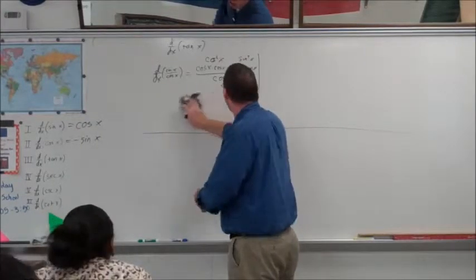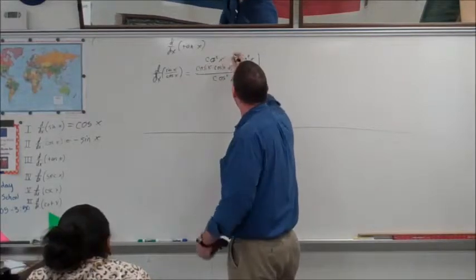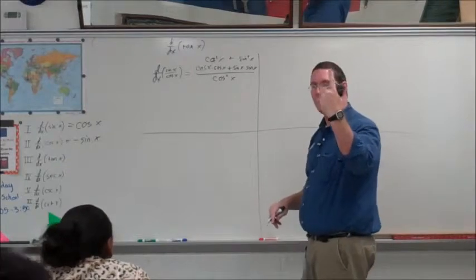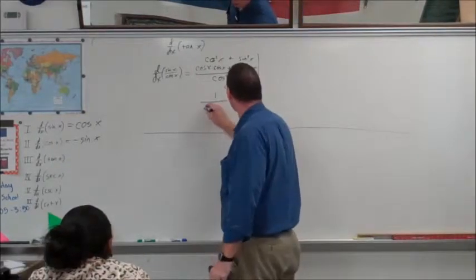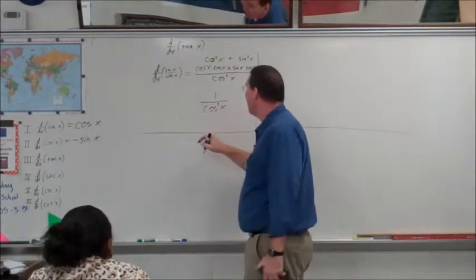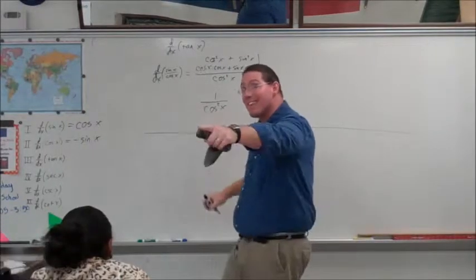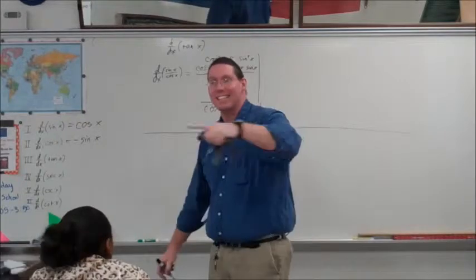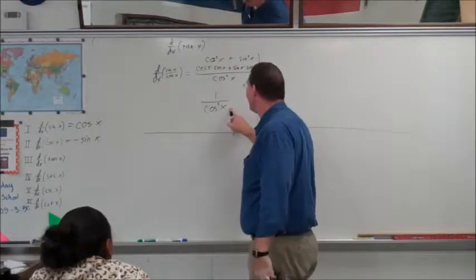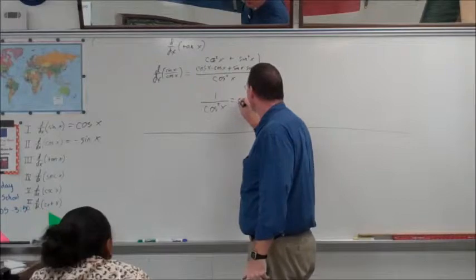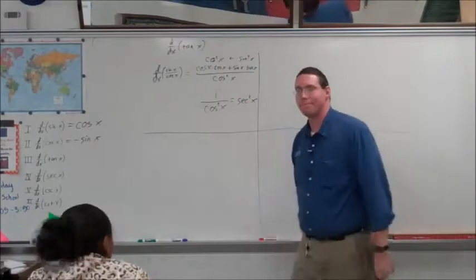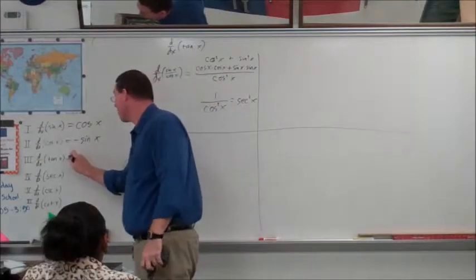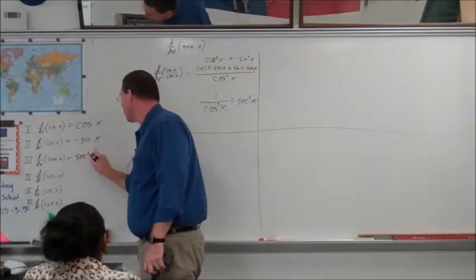Oh, wait, yes, I'm sorry. I know what you're saying. You're telling me that, yes, that's an identity. Cosine squared plus sine squared is 1. So what we have is 1 over cosine squared, and 1 over cosine is secant. So what we actually have here is secant squared. So the derivative of tangent, very simply, is secant squared.